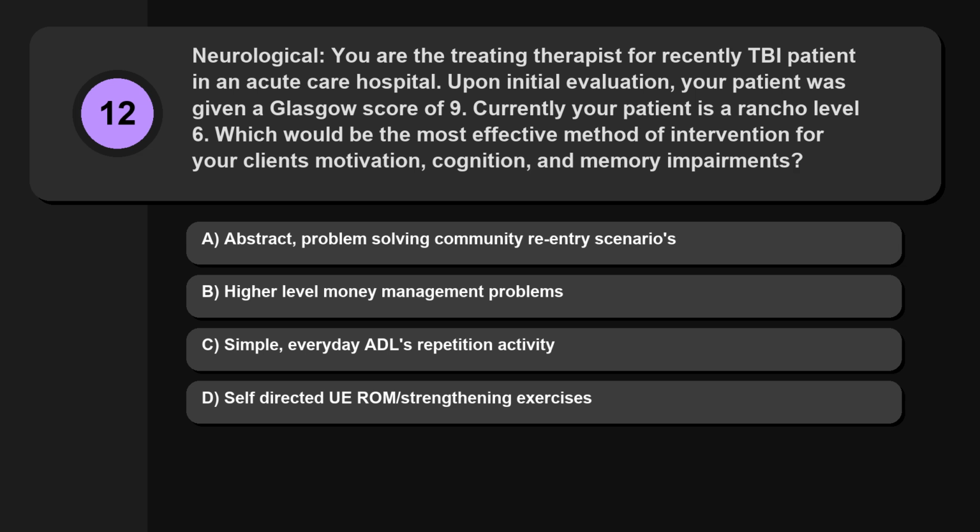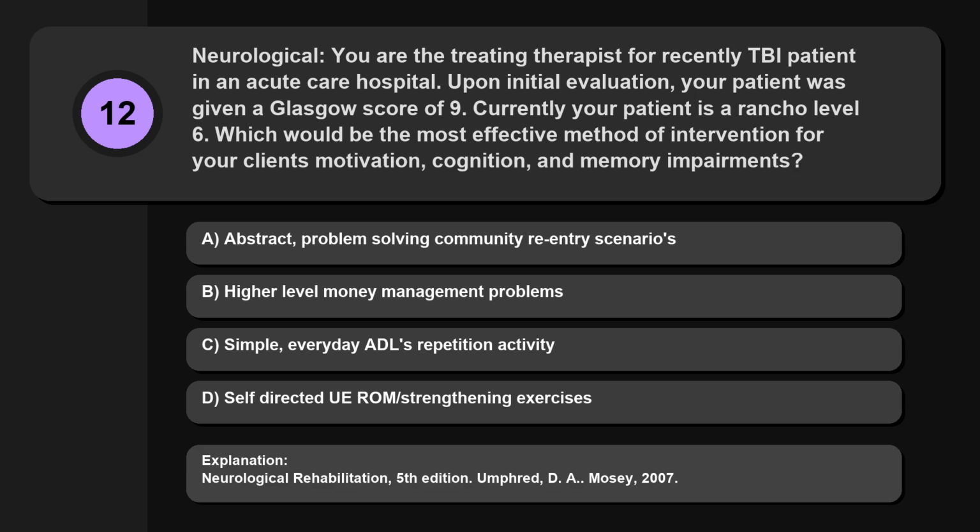Question 12. Neurological. You are the treating therapist for a recent TBI patient in an acute care hospital. Upon initial evaluation, your patient was given a Glasgow score of 9. Currently your patient is a Rancho level 6. Which would be the most effective method of intervention for your client's motivation, cognition, and memory impairments? Option A, abstract, problem-solving community reentry scenarios. Option B, higher-level money management problems. Option C, simple, everyday ADL repetition activity. Option D, self-directed UE ROM/strengthening exercises. The correct answer is option C.